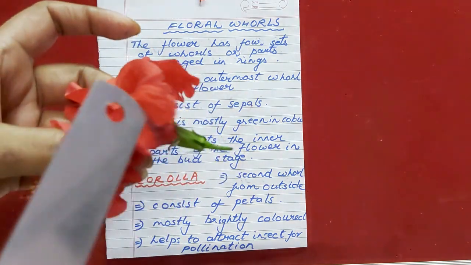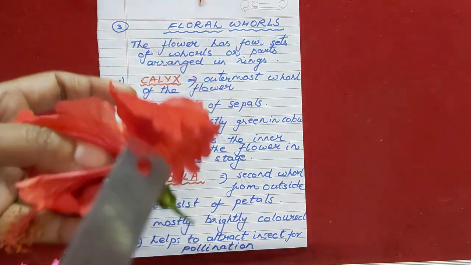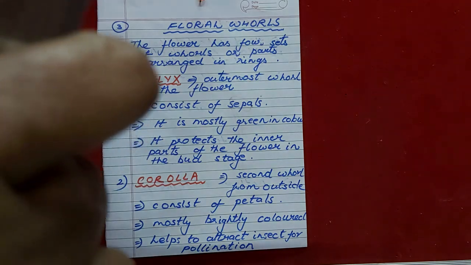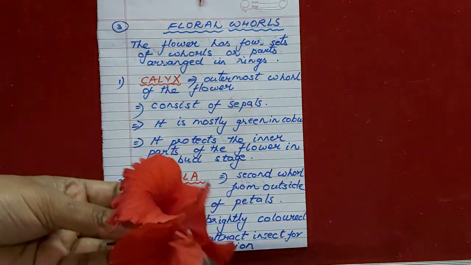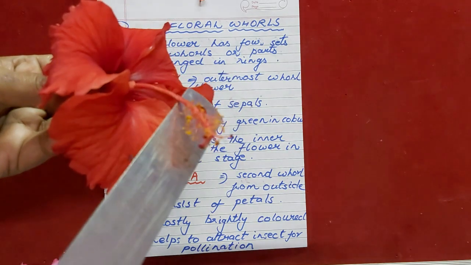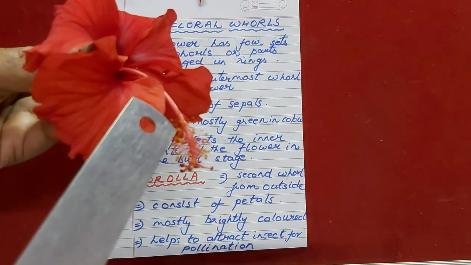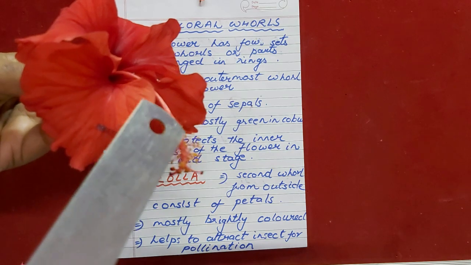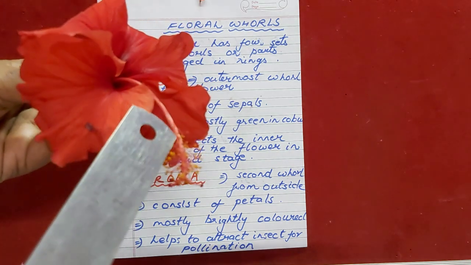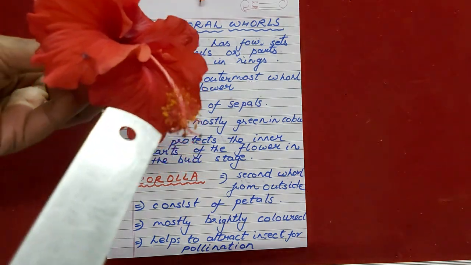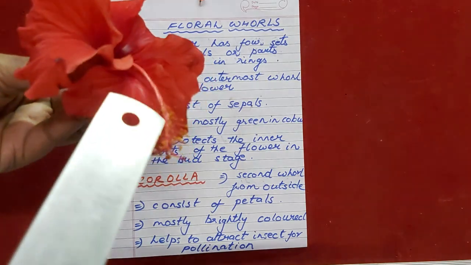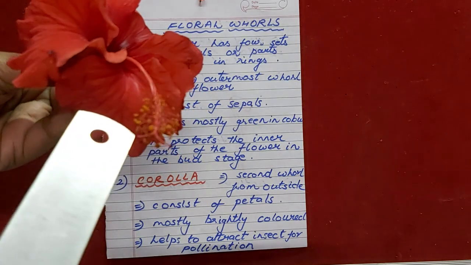Then these brightly colored petals, or corolla. Then this coming out from this thing. Over here you can see minute yellow color things. These are the androecium. And this tube one is called the gynoecium.